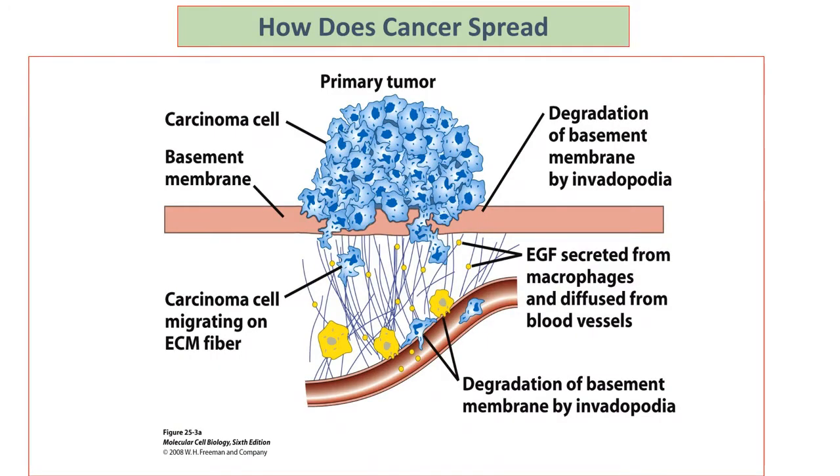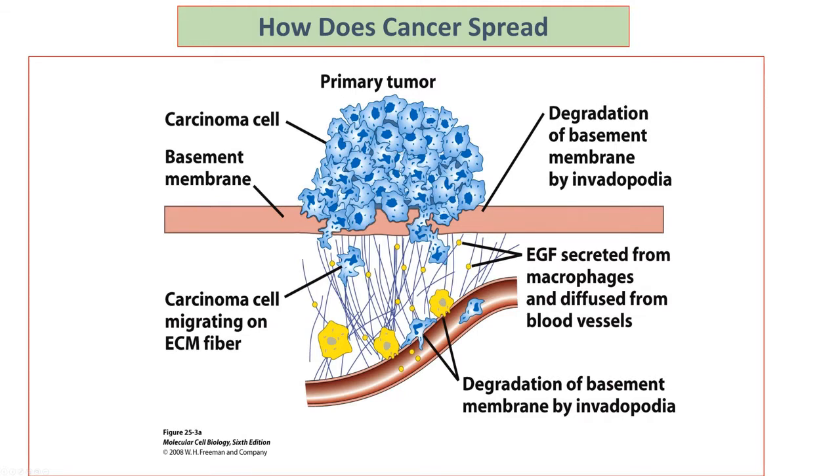So let me talk about cancer. What is cancer? How does it spread? On the top, you see the primary tumor. You know, cancer is cells that have a genetic alteration from normal, and they grow very quickly, much faster than normal cells. So growth is one of the factors which makes a cancer cell different from a normal cell.